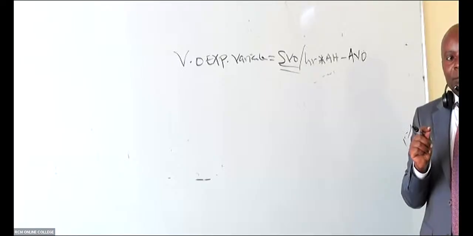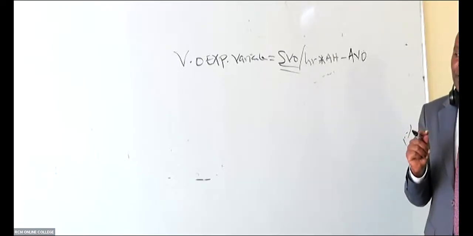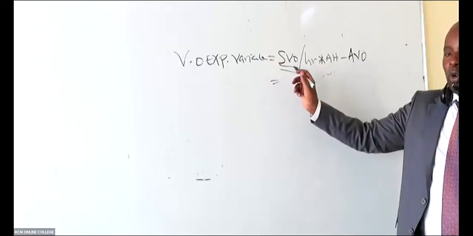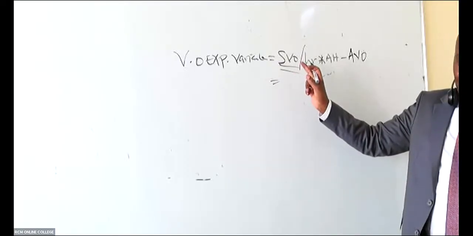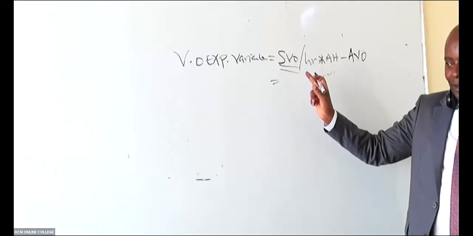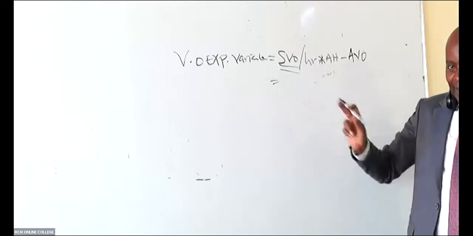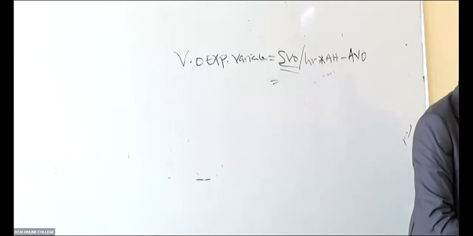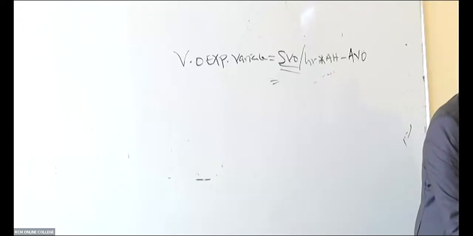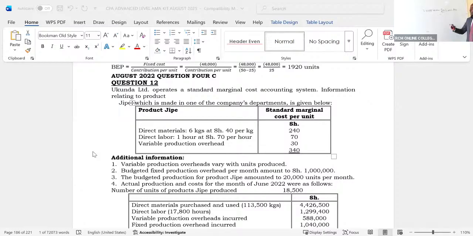Normally you work with the labor hours. So go to the standard cost card. Are you able to see the variable overheads in the standard? 30. Yeah, you're right. We can see that the variable production overhead is 30. But you see, this 30 is per unit, and I want it to be for each hour.